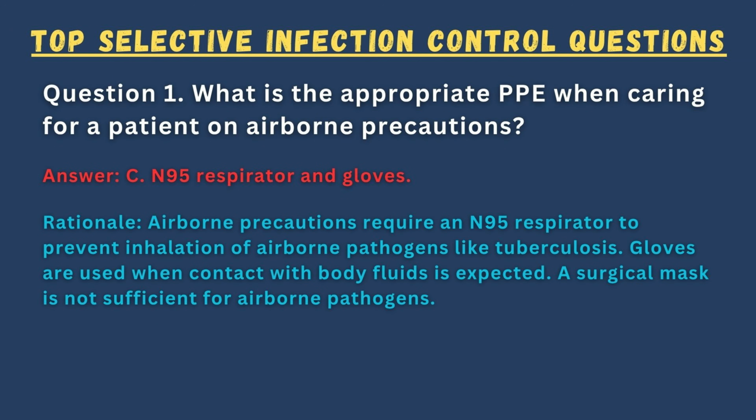Answer. C. N95 respirator and gloves. Rationale. Airborne precautions require an N95 respirator to prevent inhalation of airborne pathogens like tuberculosis. Gloves are used when contact with body fluids is expected. A surgical mask is not sufficient for airborne pathogens.